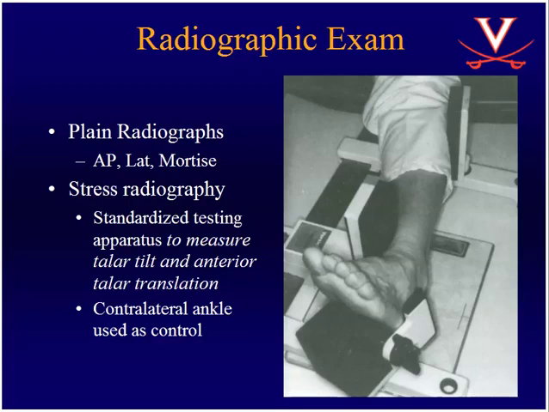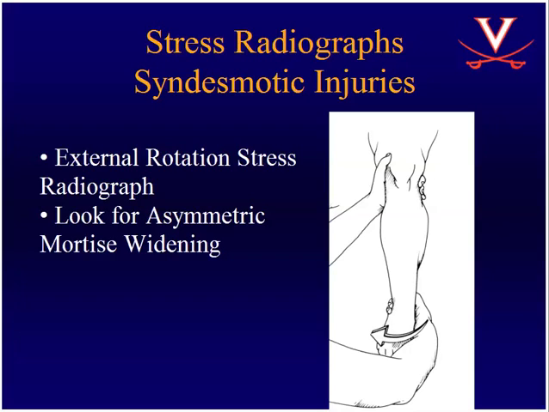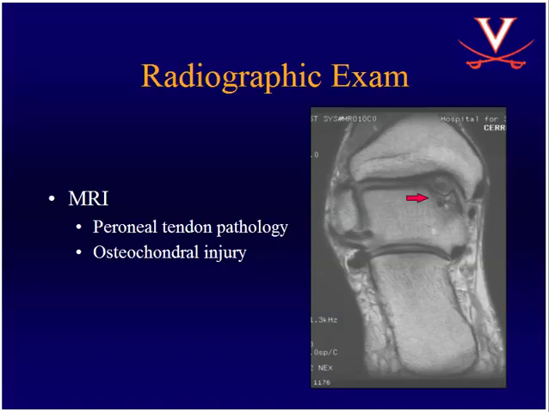And you can also do stress radiographs to try to see if you have ankle instability, objective management, comparing it to the contralateral ankle. You can test for syndesmotic injuries by external rotation stress test. Look at the mortise on that test. If you have significant asymmetry and opening, you may want to consider putting a screw across there. MRI is very helpful also in looking for peroneal tendon pathology and osteochondral injuries as shown here.